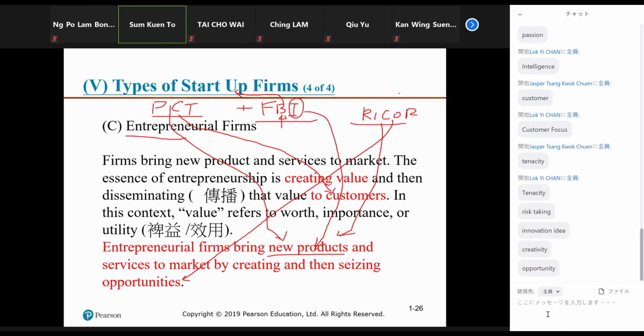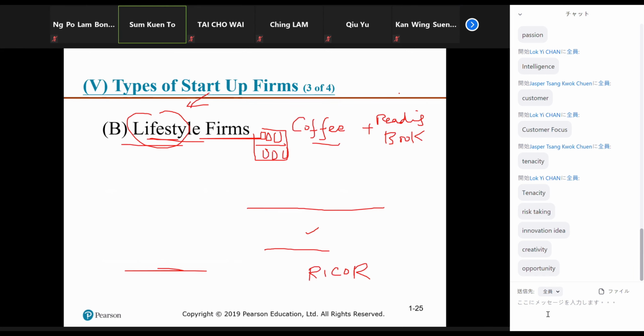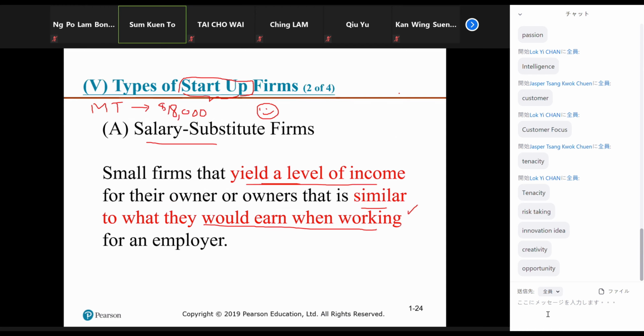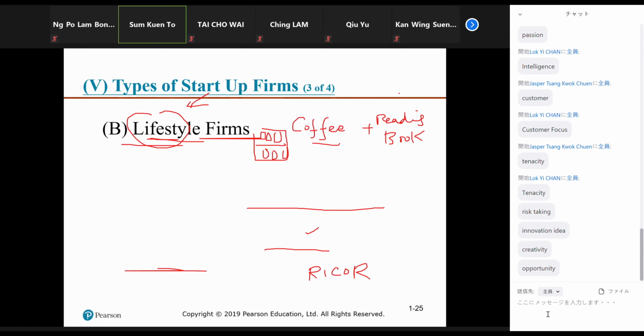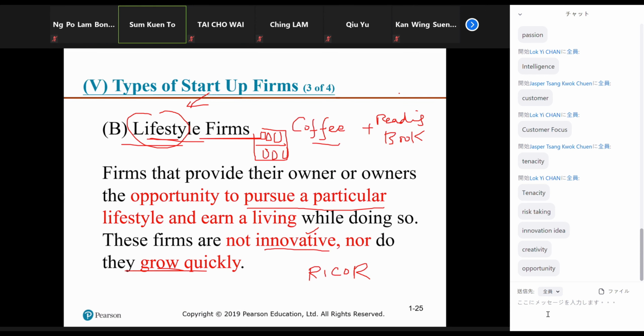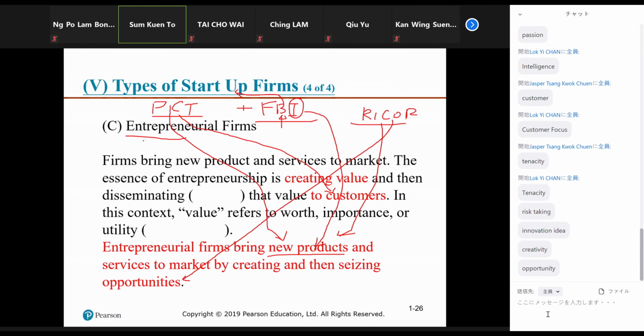But lifestyle and salary substitute firms are not innovative. They are not really customer focused, because you are doing something you want. You try to enjoy the lifestyle. You are not really customer focused, and that's why you are not an entrepreneur firm. So this is the difference about LES. Okay, let's move on.